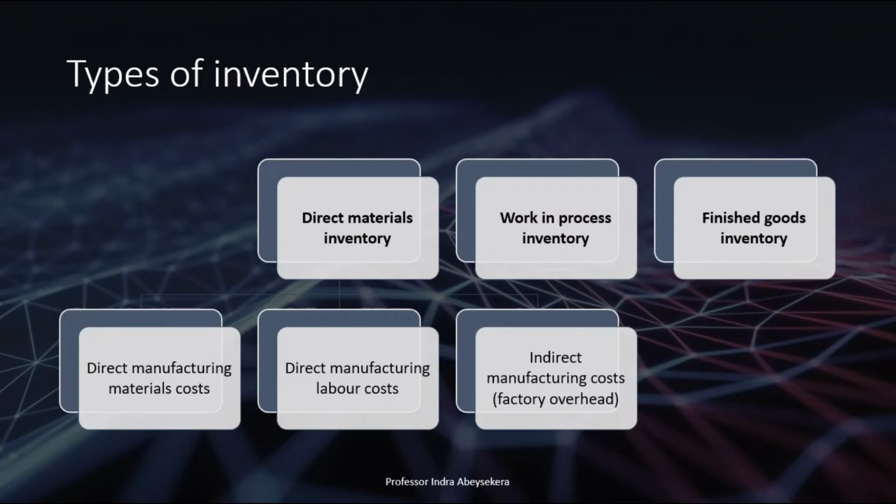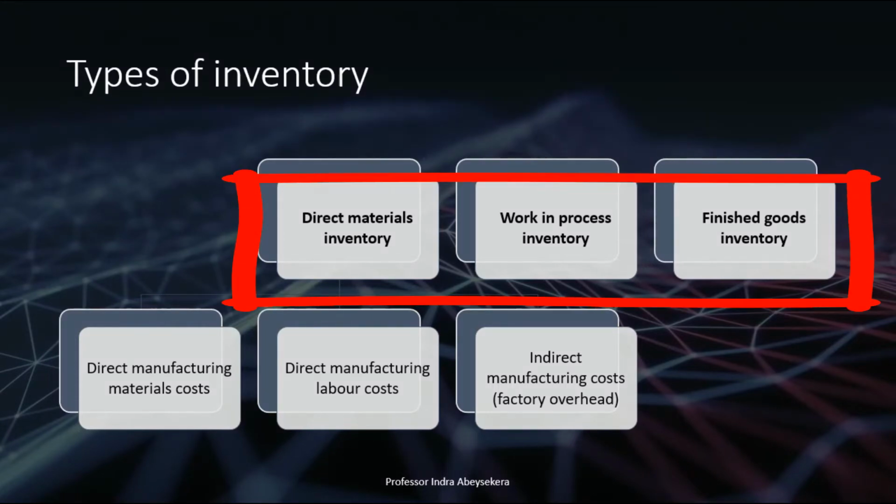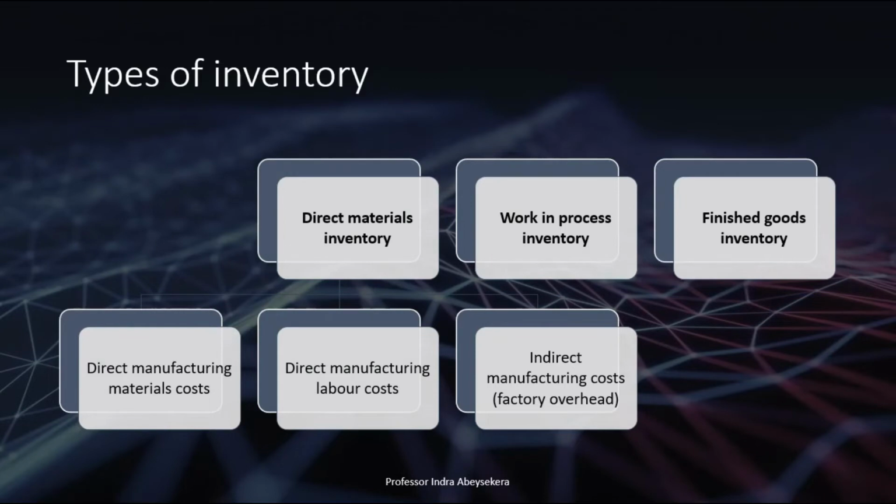When it comes to type of inventory, the inventory can have three categories of costs: direct material, work in process, and finished goods. These direct materials are converted into work in process, and that work in process becomes finished goods.